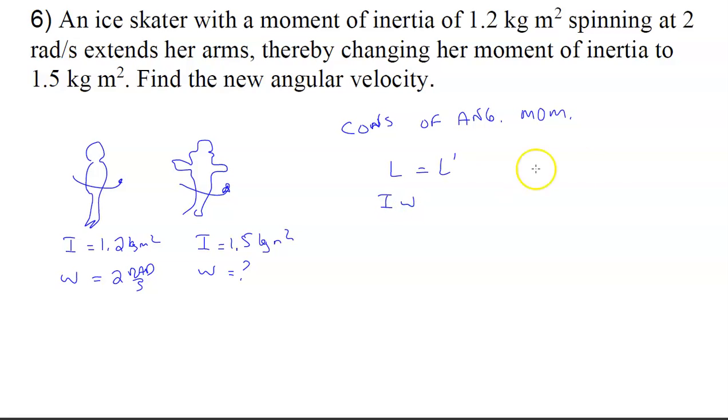L is I omega. Remember that regular momentum was mass times velocity. So for angular momentum, instead of mass, I write I, and instead of velocity, I write angular velocity. So all I have to do here is I omega equals I prime omega prime. I've got 3 of those numbers. Omega prime is going to be equal to I omega over I prime. And you put the numbers in, and you got it. And yep, she slows down.